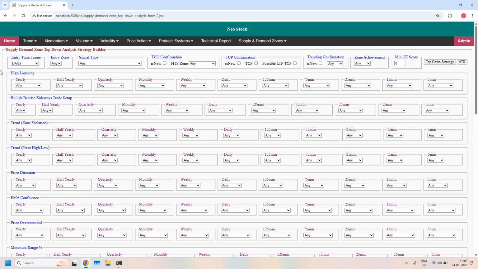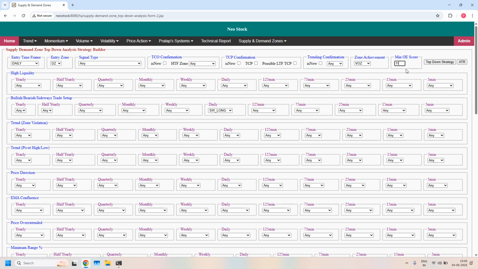Okay, first, monthly income trade, sideways trade setup, long trades. Entry time frame is daily, entry zone is demand zone, and in the bullish or bearish trade setup at daily time frame I am selecting sideways long trade setup, and also zone achievement should be violated opposing zone, and for the sideways trade setup the minimum odd enhancer score should be 11.